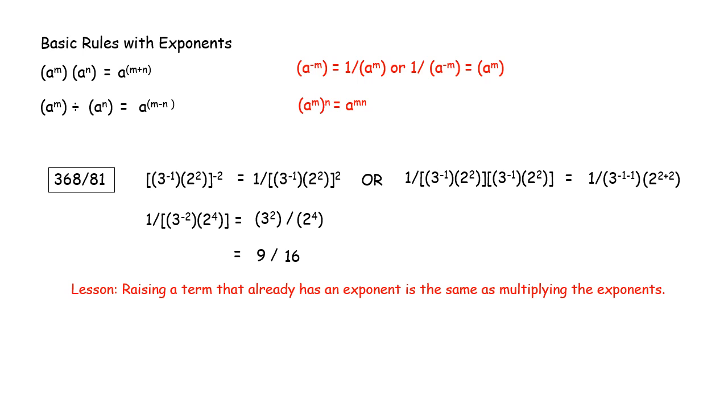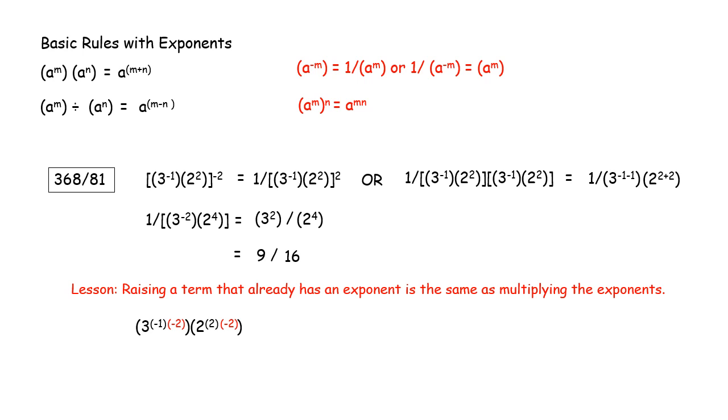Let's see if we can do the same problem using this. When we have the original 3 to the negative 1 times 2 to the 2 squared, both raised to the negative 2, we can multiply the exponents by the outermost exponent of negative 2.